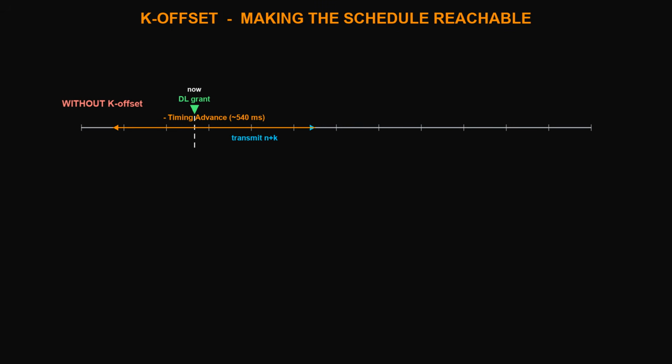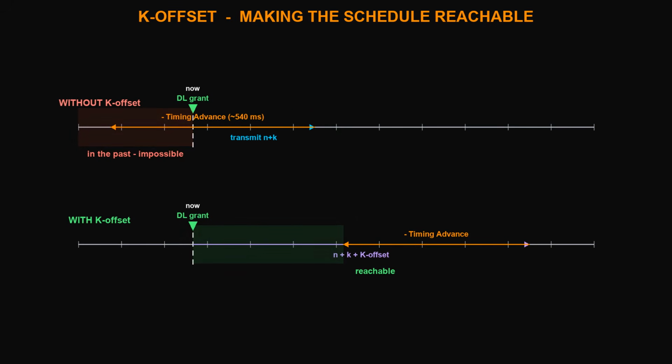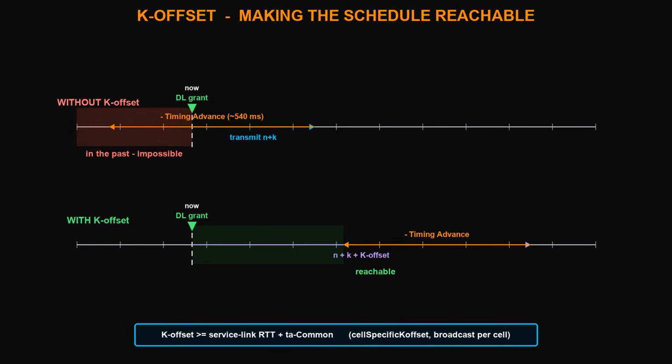But here is the collision. The moment the grant reaches you and you apply that huge advance, the slot you are supposed to transmit in has already passed. The schedule is asking you to send a packet in the past. That is physically impossible. K-offset fixes it. It is a scheduling offset, broadcast per cell, that pushes every uplink timing relationship far enough into the future to absorb the entire round trip. Instead of transmit K slots later, it becomes transmit K plus K-offset slots later. And the rule is simple. K-offset has to be at least as large as the round-trip delay. The service link plus the common part. Set it right, and every uplink the network schedules lands in a slot the phone can actually reach.